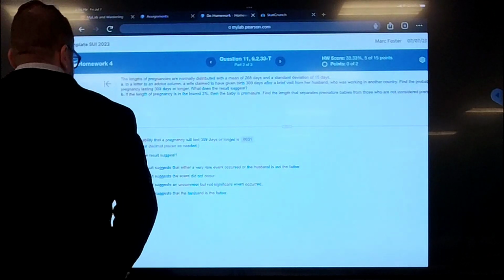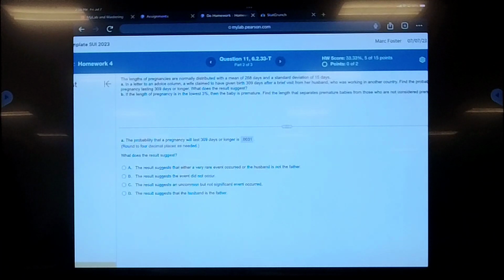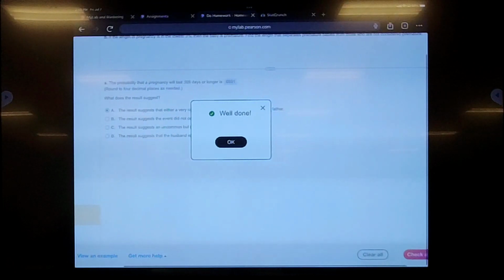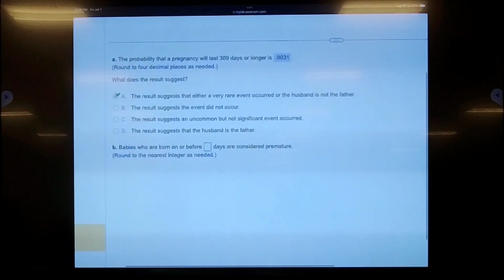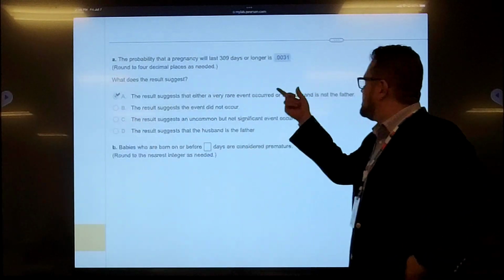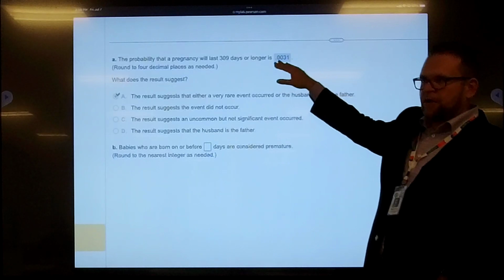What does the result suggest? The result suggests that either a very rare event occurred or the husband is not the father. I'll guarantee you 99% of the time, she will say, but it can happen, so it's probably yours. But that's a misuse of the word probably. The correct word to have used would have been possible. It's possible, and the degree of that possibility is measured right here. It's possible, but with only this amount of probability.